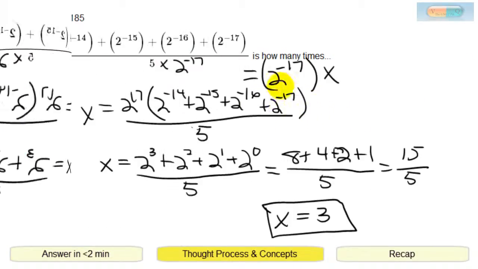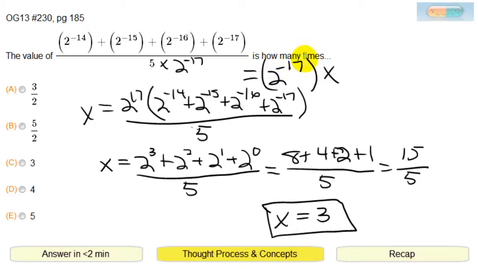Okay, so let's look at what happened. So basically they told us this expression right here, right? This 2 to the negative 17th is how many times more x than this original expression. Now, since we have a negative exponent, we have to divide both sides by 2 to the negative 17. We have to divide both sides by this highlighted area.